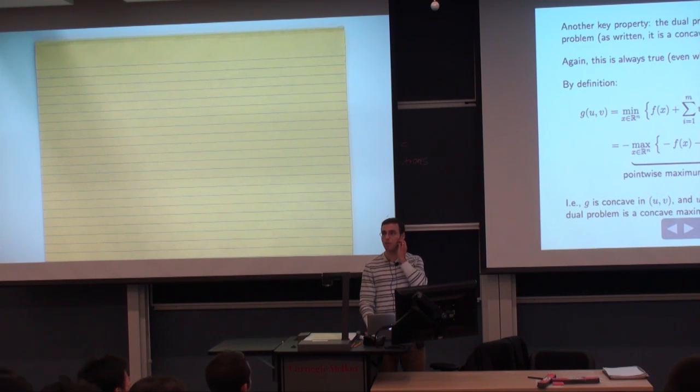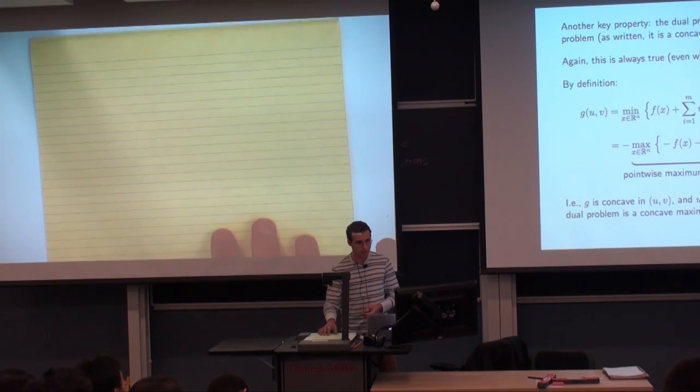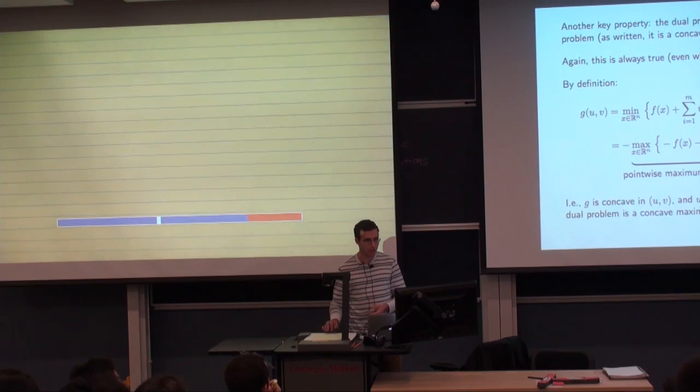And another key property, which is the property that we finished on last time, which is again a very simple argument to prove, but it's maybe a bit of a surprising result, is that the dual problem is always convex. Even if the primal problem is not convex, the dual problem is a convex optimization problem. So here there's a little bit of an abuse of notation. This is just how we talk about these things usually.